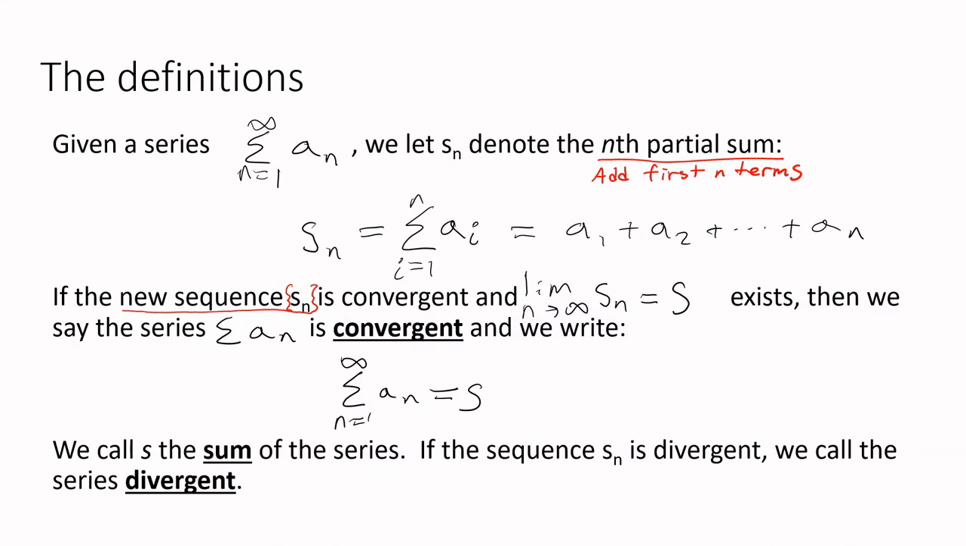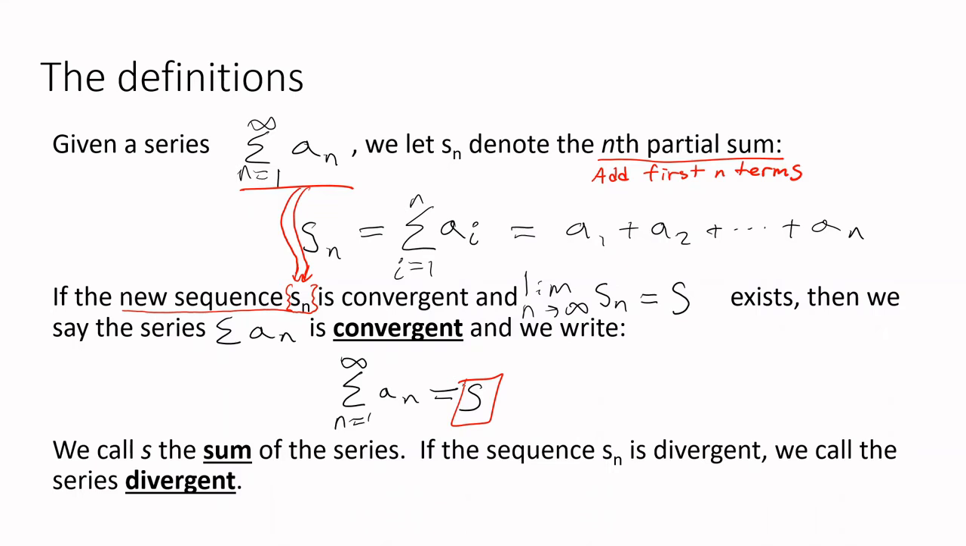Okay, so this new sequence, if it's convergent, aka if the limit of that sequence exists and equals S, which is just what we call it instead of L, which we were doing in 8.1, then we say that this series is convergent. So I start with a series, I create a new sequence out of that, S sub n, and then I ask myself, is this sequence convergent? If the sequence is convergent, then the series is convergent, and I call the sum of that S.